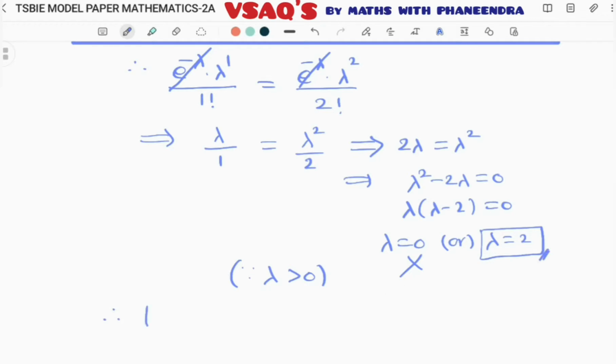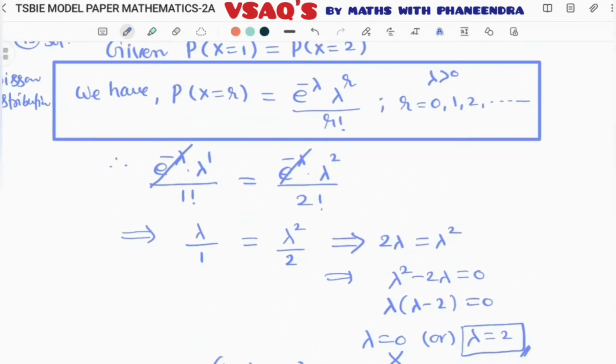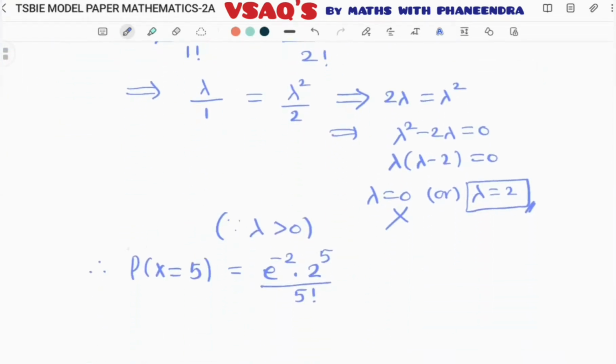They are asking to calculate P of X is equal to 5. So P of X is equal to 5 means wherever r is there, replace it: e power minus lambda, lambda power r. That means lambda value is 2, r value is 5, divided by 5 factorial. If you want to simplify, you can simplify, otherwise you leave it. So in this formula, in place of lambda substitute 2, in place of r substitute 5. So P of X is equal to 5 is e power minus 2, 2 power 5 by 5 factorial.